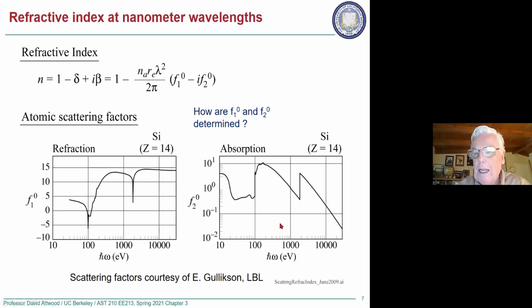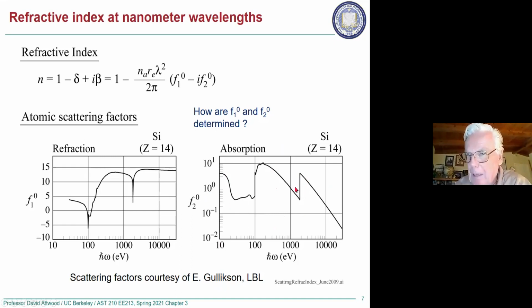What we do is we measure the absorptive part. That's relatively easy. Actually, the ALS is the place where the whole world goes for those atomic scattering factors. You saw the website for Eric Gullickson. What they do there is they measure the absorptive part over as broad a region as they can. So they go down to 10 eV, and they measure that carefully, and they don't get all of the absorption edges for certain elements.